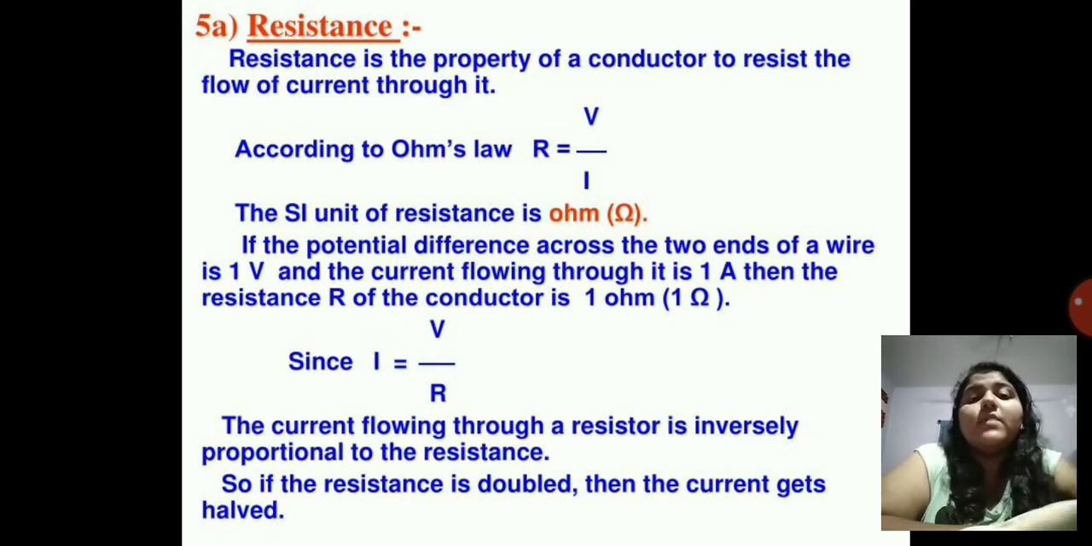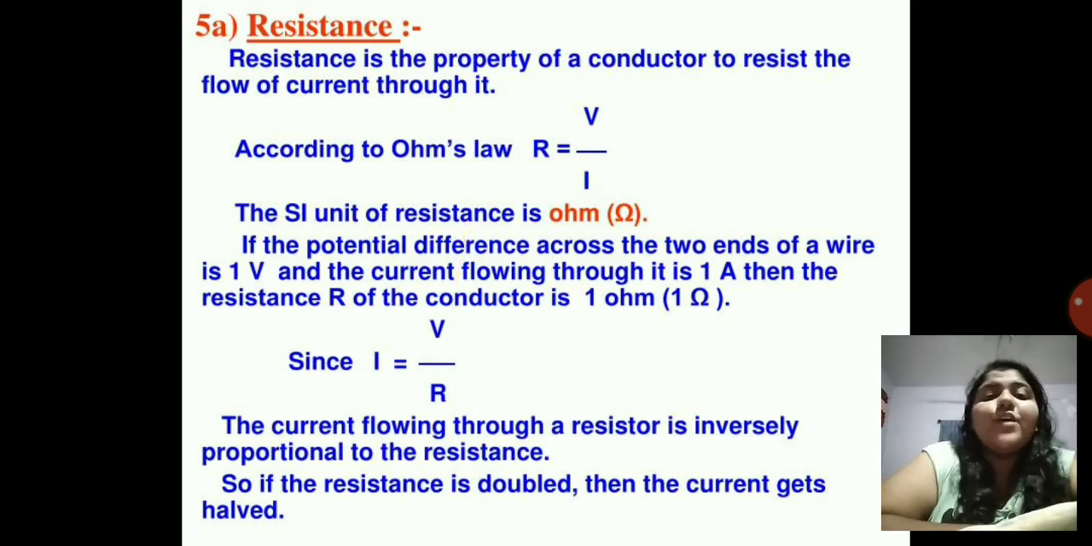You can see over here the I is at the numerator place and R is at the denominator place, so it is inversely proportional, and I and V are directly proportional. If I increases, V is also going to increase. So if resistance is doubled, then the current gets halved.